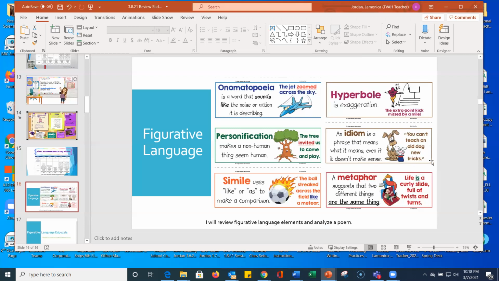An idiom is a phrase that means what it means, even if it doesn't make sense. You can't teach an old dog new tricks. That is generally true. Means as you get older, it's harder to learn and implement new practices.